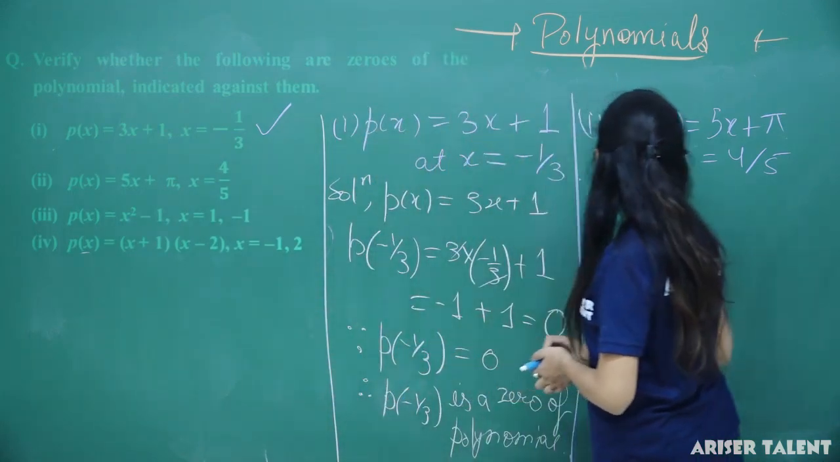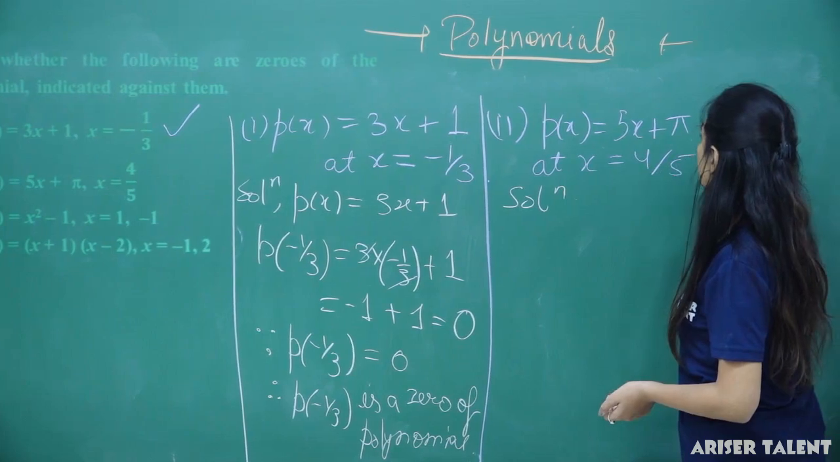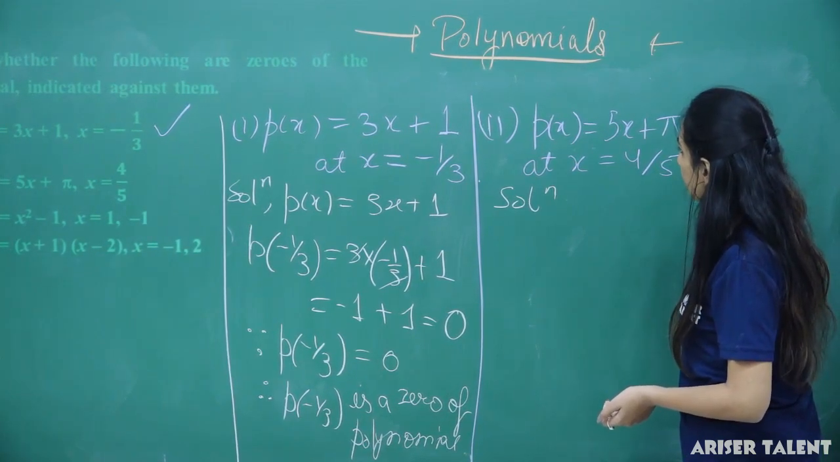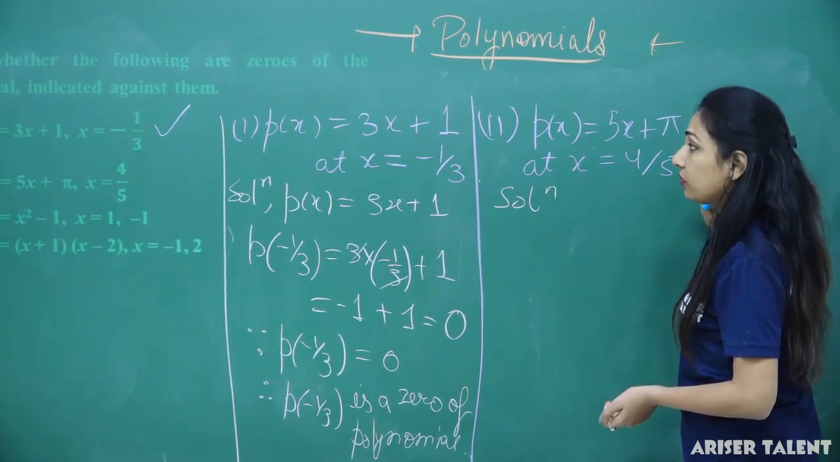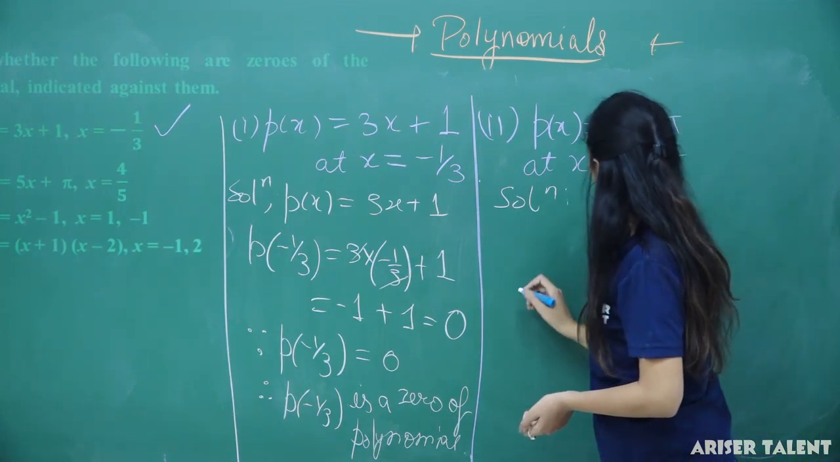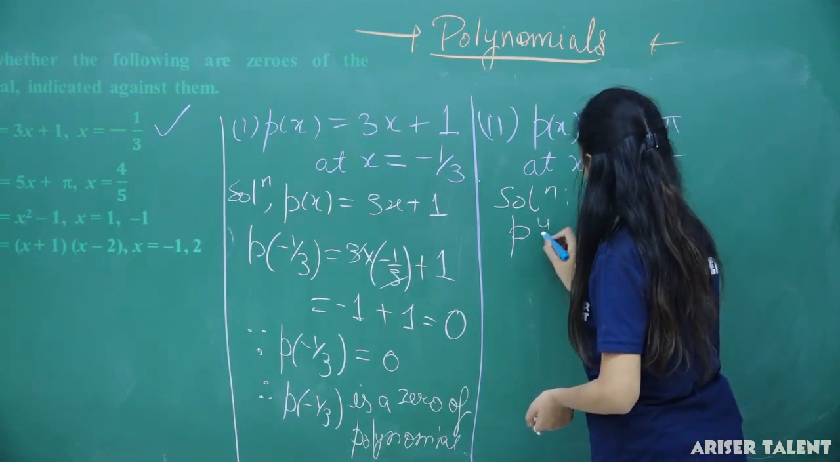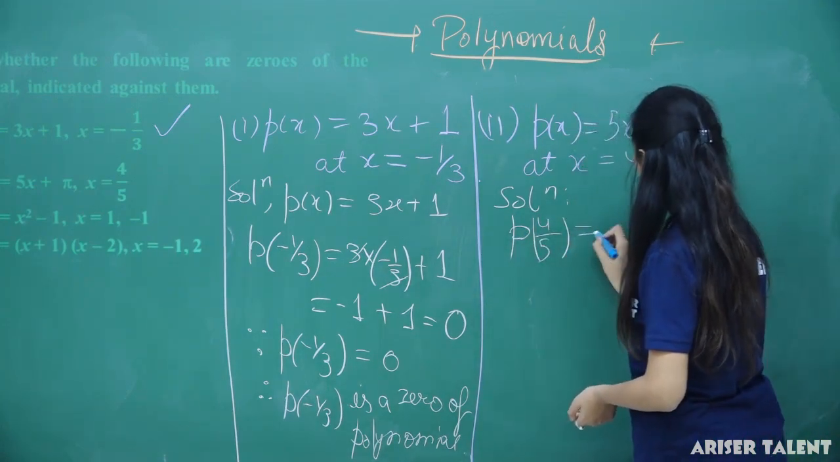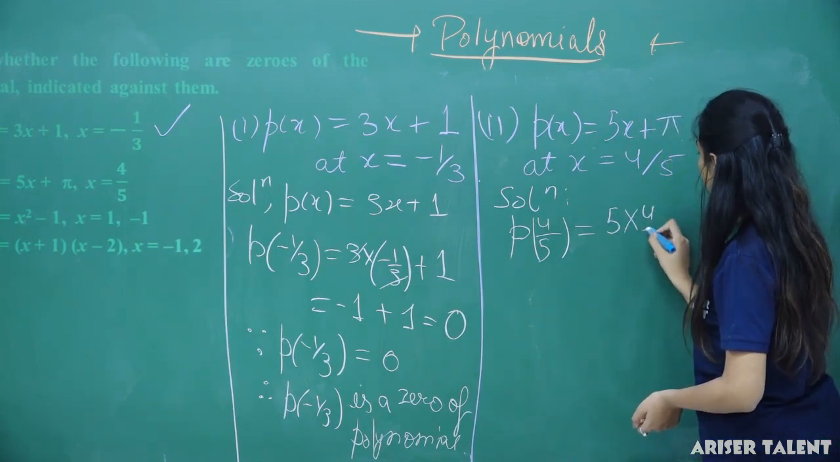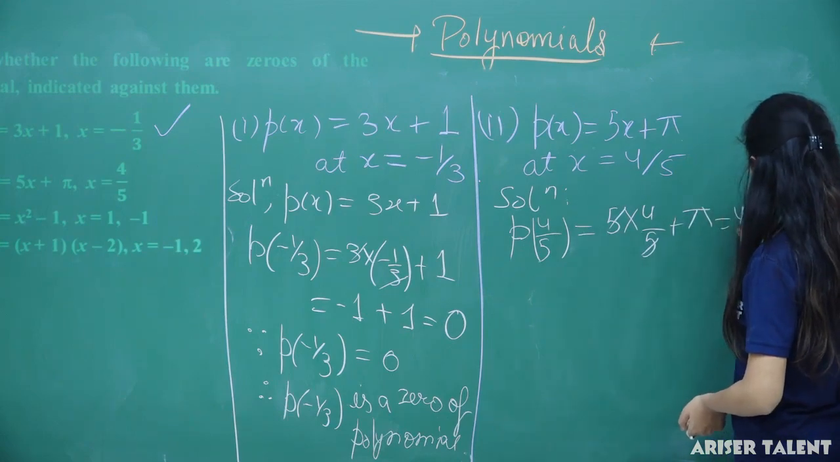Okay, the second part is here. Come this side. You have p(x) equals 5x plus pi at x equals 4/5. This is the same question. Okay, now solution. What you'll get? The value will be 4/5. So p(4/5) is equal to 5 multiplied by 4/5 plus pi. That will be 4 plus pi.